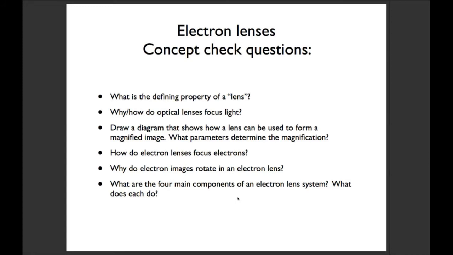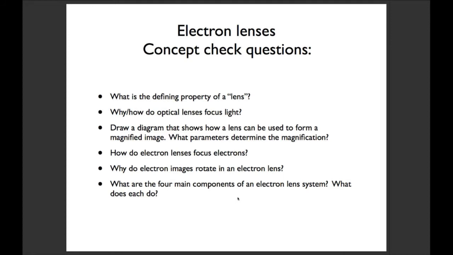We're not going to draw a diagram to show how the lens works, but the parameters that determine magnification are the focal length, and also the distance between the lens plane and the object, and the lens plane and the image. That's how magnification is calculated. Electron lenses focus electrons by bending them with this magnetic field.